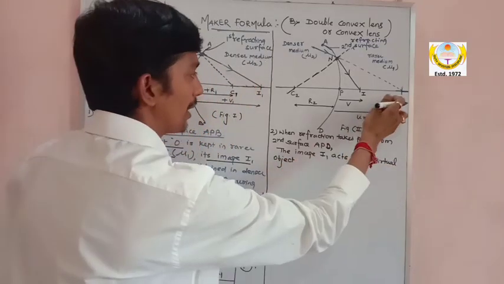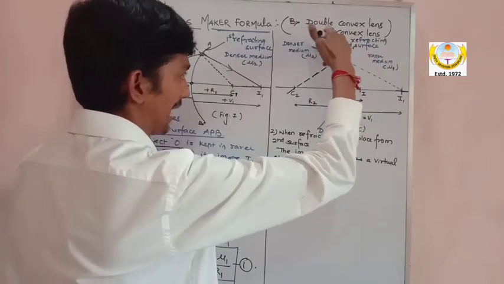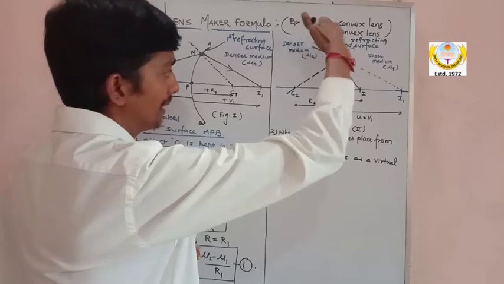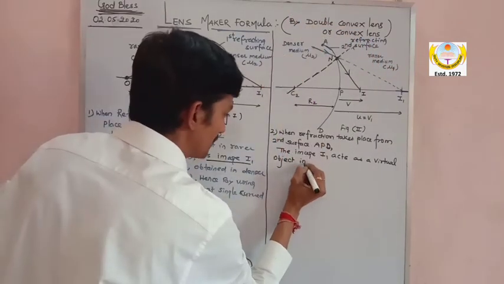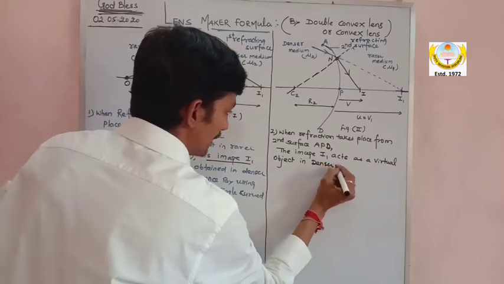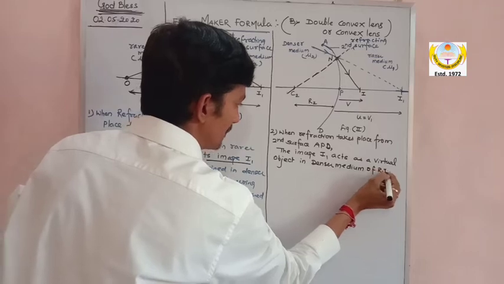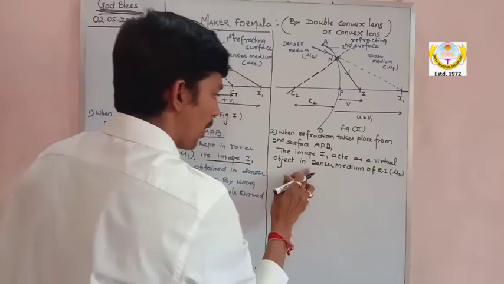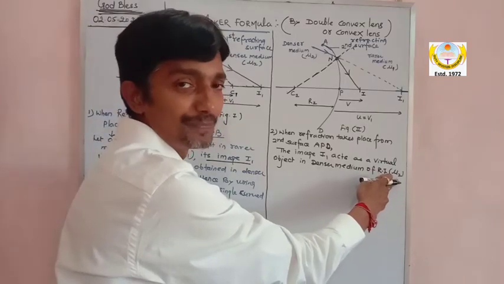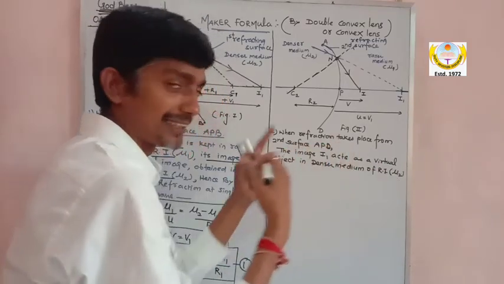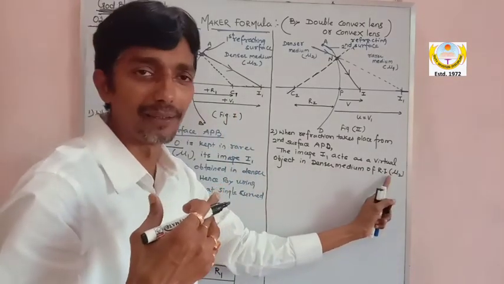This acts as a virtual object, and you can see this line, it is very important for a figure. This acts as the virtual object in the denser medium of refractive index mu2. So now the object for this case is in refractive index mu2. So here, my dear, you can logically place the formula. Now the object is in the denser medium.